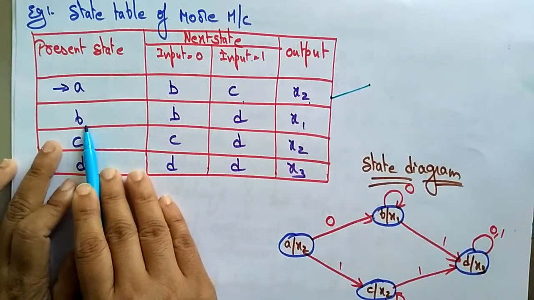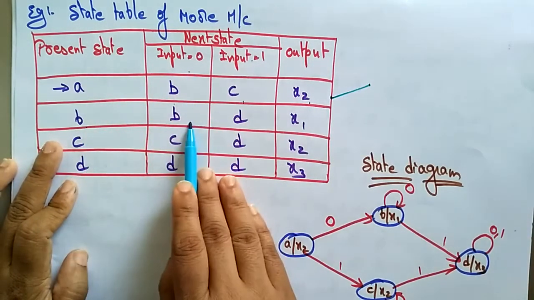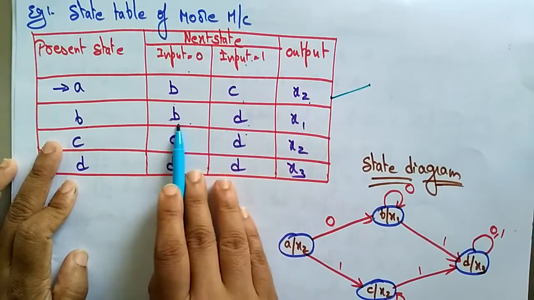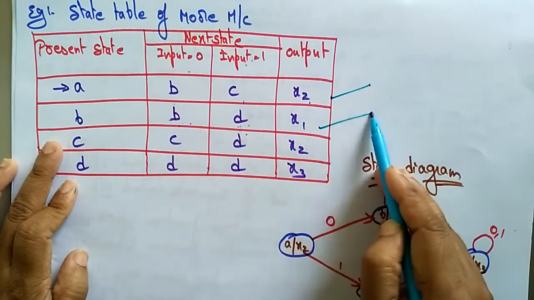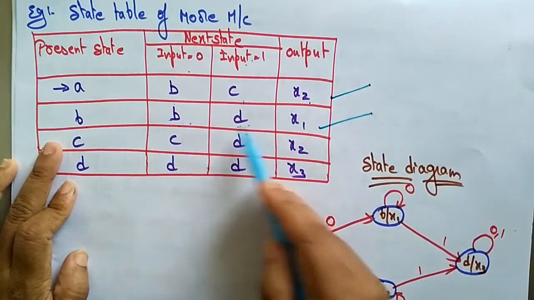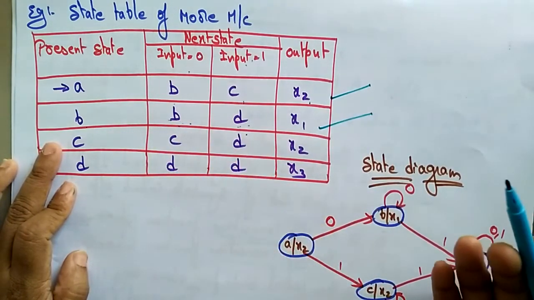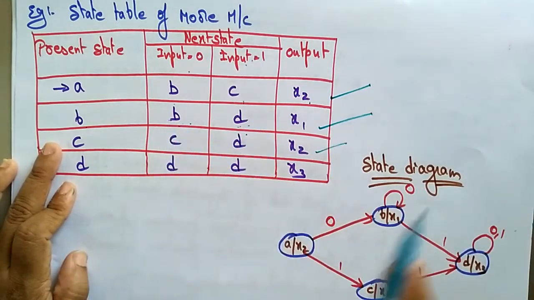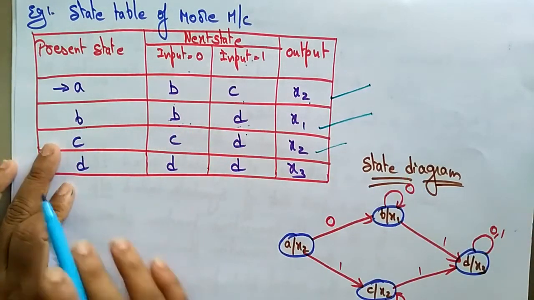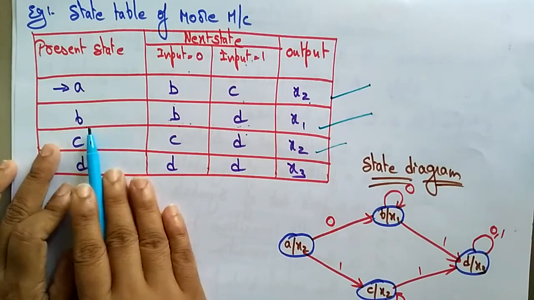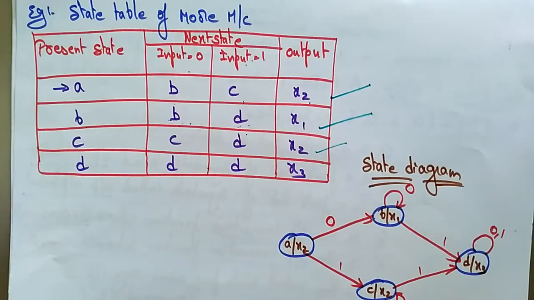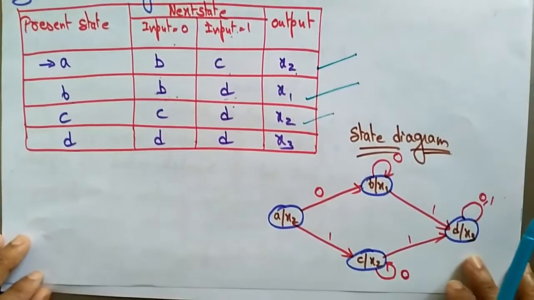And the present state B, on input 0 it goes to B, on input 1 it goes to D, and both inputs 0 and 1 produce the output X1. So whatever the input is, it produces the same output for that particular state. For that present state, it produces an output, whatever that input may be. Okay, so see here the state diagram.